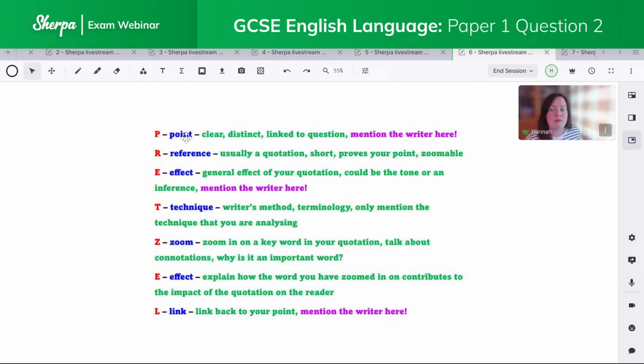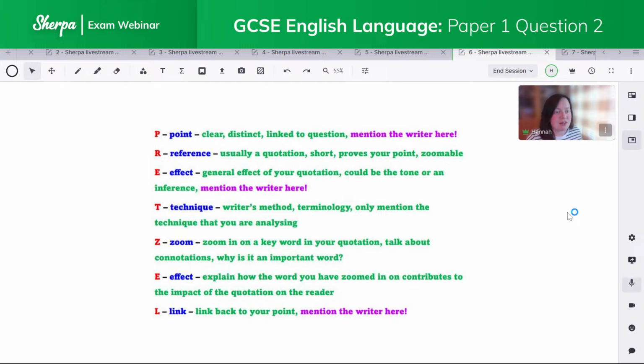So, for example, making a clear point is incredibly important. I've also said it's a good idea to mention the writer at that point as well. By mentioning the writer frequently, so you can see the bits in pink, they show the examiner that you know that this piece of work that you're analysing is not real.